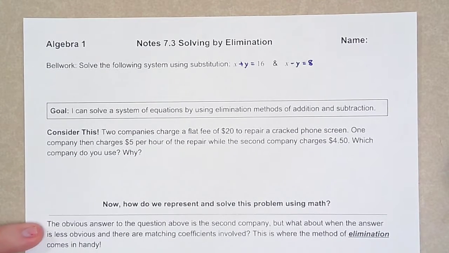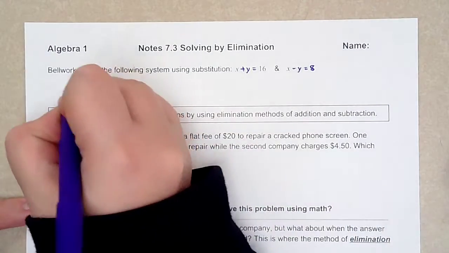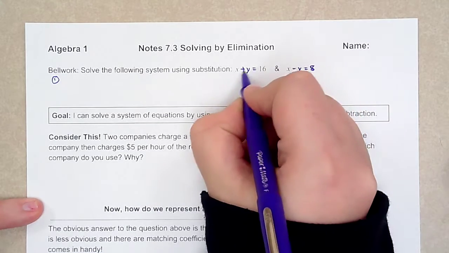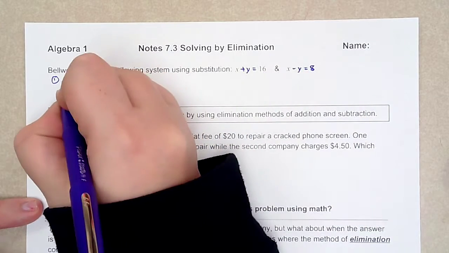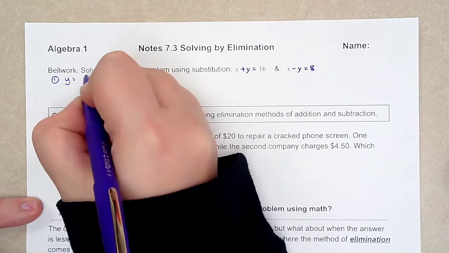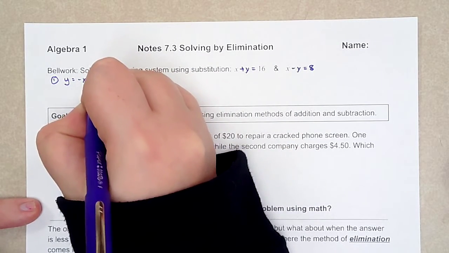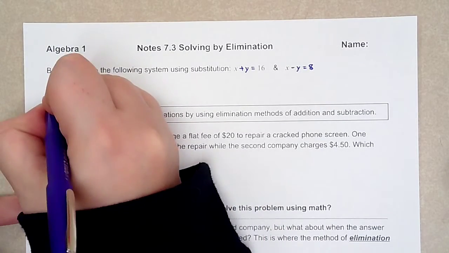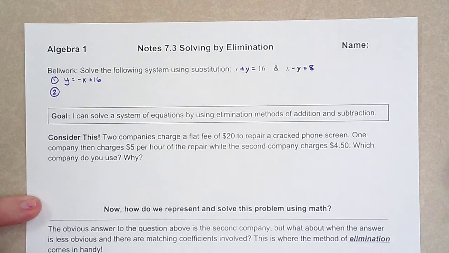All right, let's take a look at this one. If we remember our solve by substitution steps yesterday, our first step is going to be solve for a variable. I'm going to go ahead and solve this one right here for y. I'm just going to move that x to the other side. So I get y equals negative x plus 16. Our second step was substituting into the second equation. Make sure you don't substitute it into the same equation. That kind of defeats the purpose.